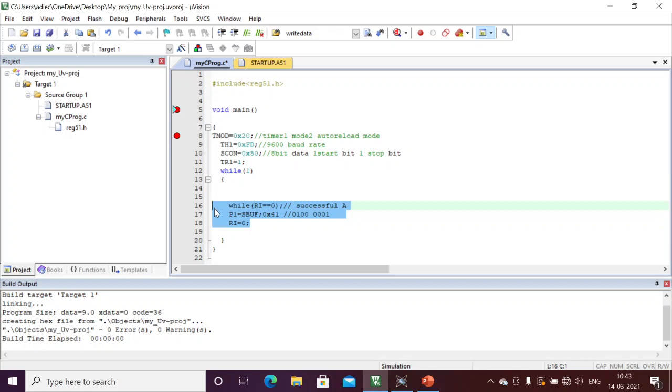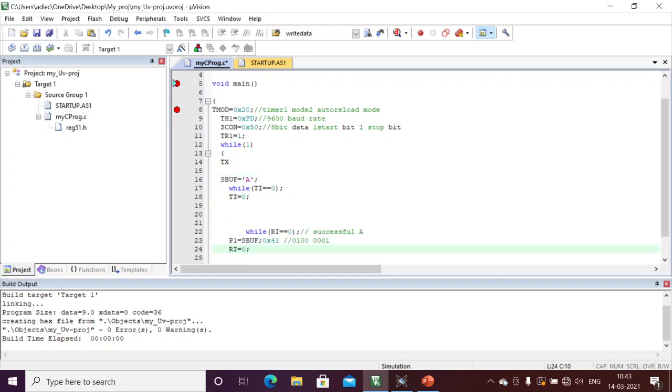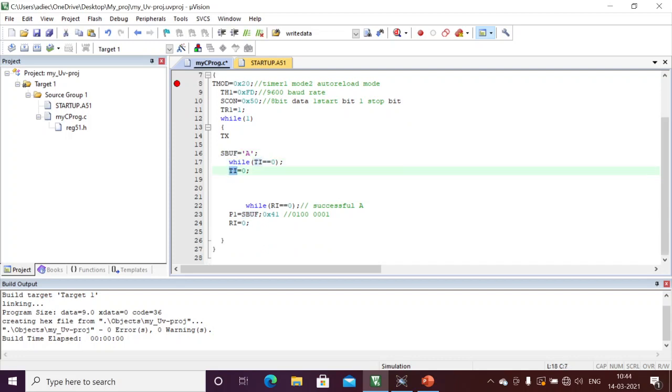I will copy the RX program and go for the TX also. How did we write the TX? This is the TX program, and this is the RX program. In case of TX, we should place the data in the SBUF and check whether this A is successfully transmitted or not. If successfully transmitted, then I clear the TI flag. First we place the data, after that we check whether it is transmitted or not. If transmitted, clear.